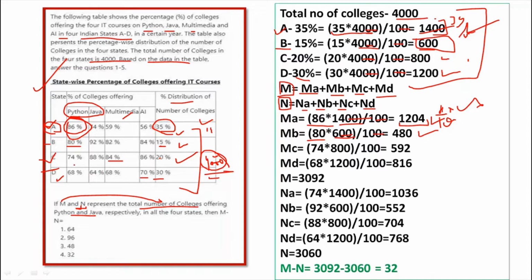For state C we have 74%. 74% of colleges in C state are 800, right? So 74 upon 100 of 800. So 00 cancelled, and we are left with 74 into 8, that becomes 592. For state D similarly we have 68%, and total number of colleges in state D are 1200. 1200 into 68 divided by 100, we are left with 816. So these are the number of colleges offering Python in state A, B, C and D.